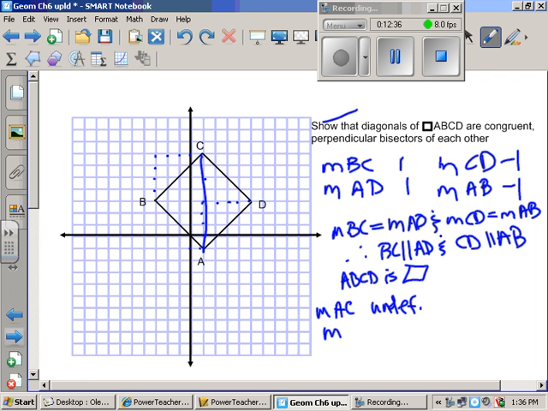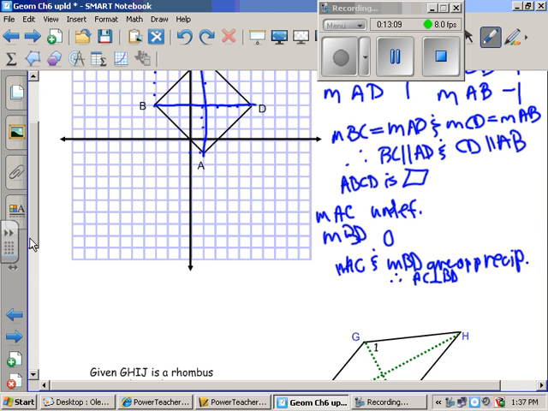And the slope of BD is horizontal. Yay! So I don't have to do any calculating there. The slope is 0. So the slope of AC and the slope of BD are opposite reciprocals. Therefore, AC is perpendicular to BD. Okay?